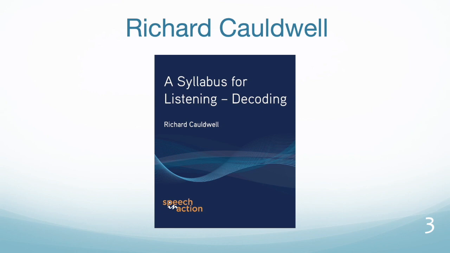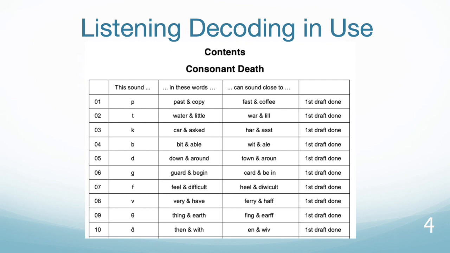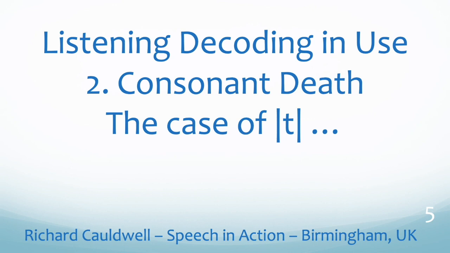Listening, Decoding in Use is a publication design. It does not exist. It doesn't yet have a planned future. The idea is that we could have 50 or 60 short units demonstrating, amongst other things, the fate of consonants, and particularly consonant death. And I'm going to take the example of T, and show the kind of activities that would appear if such a book were to come into existence. So this is Listening, Decoding, and Use, Consonant Death, the case of T.